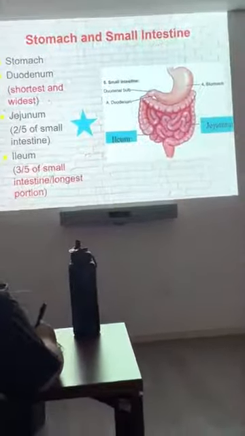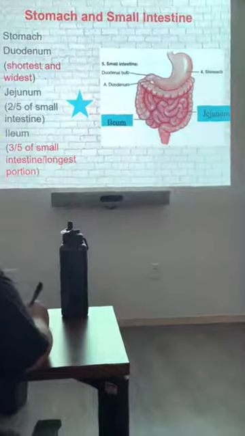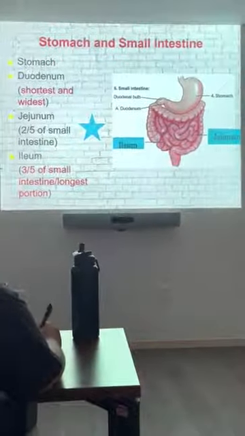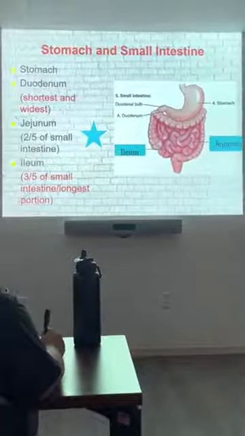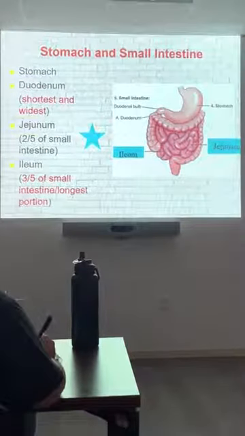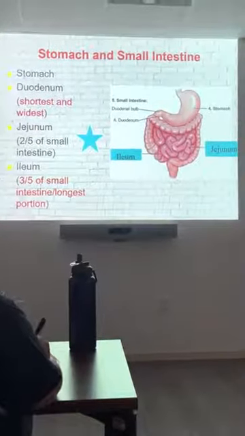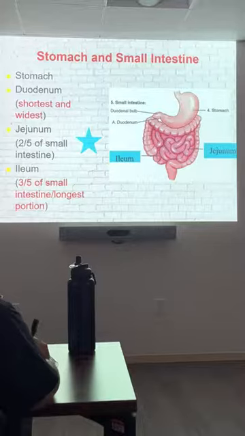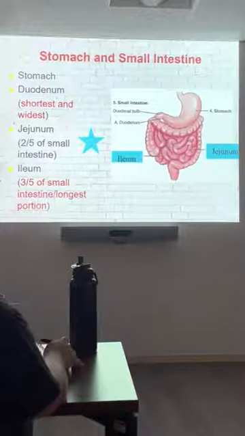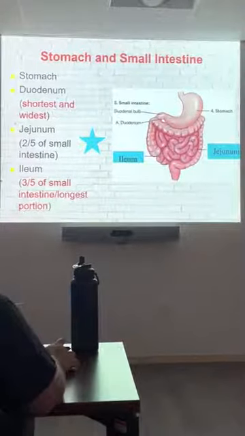Can you repeat the order, like how it goes through? Sure, so from the stomach, the food is going to dump into the duodenum. That's the shortest and widest portion of the small intestine. Travel through the jejunum, and finally it's going to reach the ileum, which is the longest portion, before it dumps into the cecum of the large intestine through the ileocecal valve.